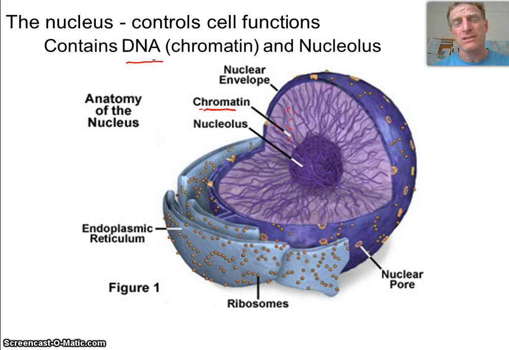And it's going to instruct the cell on what to do, when to divide, when to die, when to produce more proteins, what proteins to produce. All those functions are coordinated in the center of the cell called the nucleus. And again, all eukaryotic cells have a nucleus.